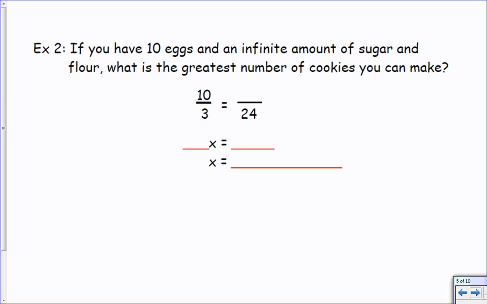If you have 10 eggs and an infinite amount of sugar and flour, that's because I don't want to run out, how many cookies can I make? Well, 10 over 3 is a ratio, and I have an x here. In this case, because of this equal sign, I can cross multiply. That's going to be 3x equals 240. Divide both sides by 3. 3 goes into 24 how many times? 8. Bam, 80 cookies. Yum.